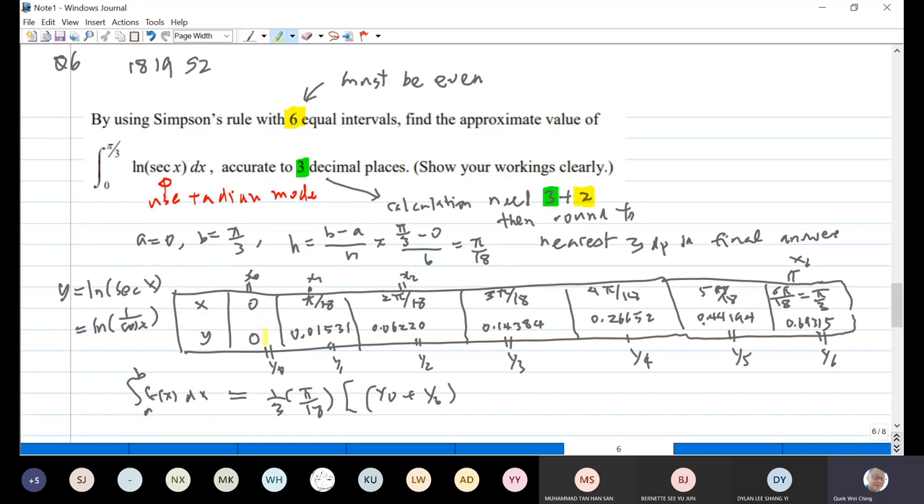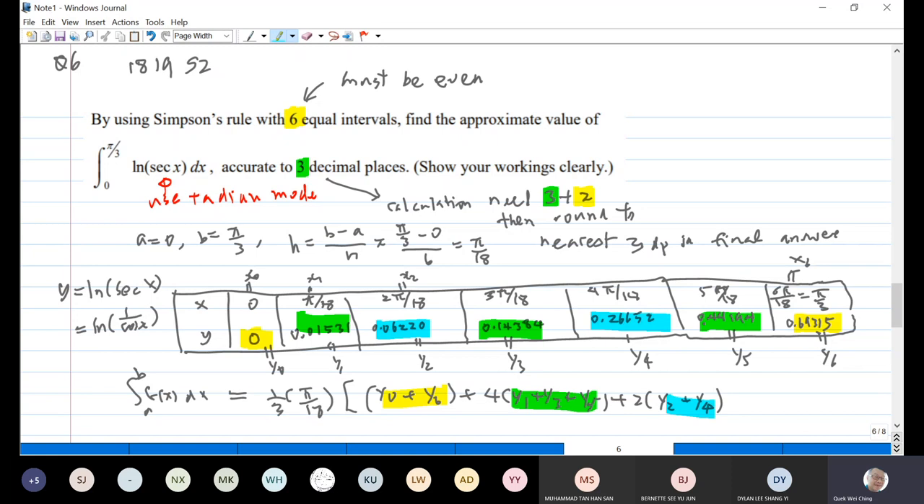So y0 and y6 add together, then plus 4 times y1, y3, y5. So all the odd position y values add together: y1, y3, y5. Then plus 2 times the even position y values, y2 and y4. So this will give you y2, y4. Okay, and then get the answer. Actually, Simpson's rule is considered quite easy if you're careful enough. Quite easy to get marks.